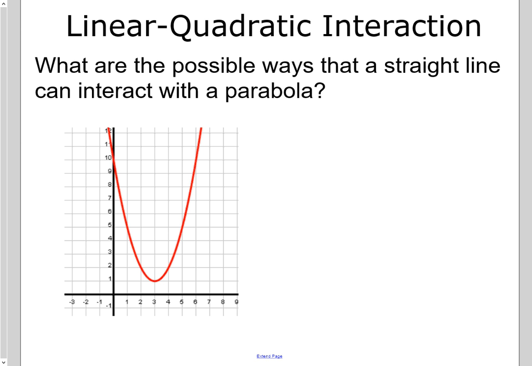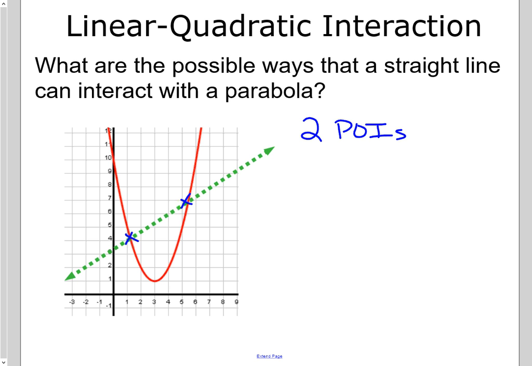And now maybe you're back, and let's take a look at all these different ways. So I'm going to grab, I think green here is pretty nice. So we can definitely have a line that cuts straight through our parabola, giving us two points of intersection. So there can be 2 points of intersection, 2 POIs.